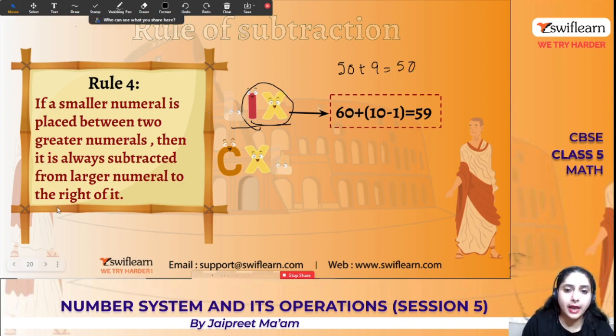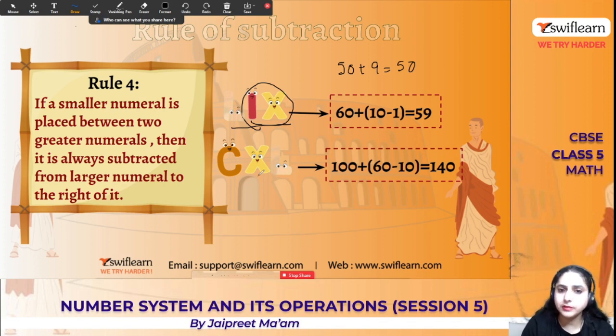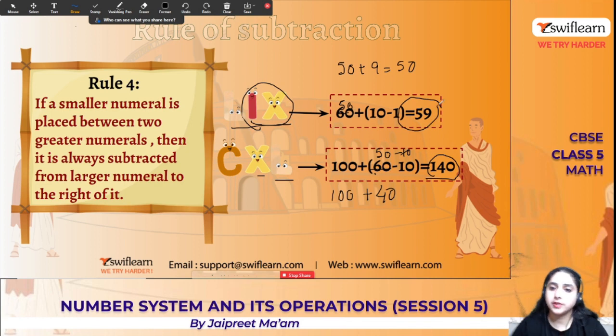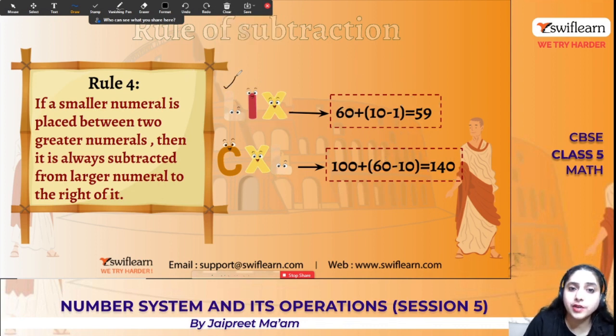Okay, and what is CXL? C means 100, X means 10 and L means 50. So we can write it like this: 100 plus 50 minus 10, that is 140. And 50 plus 10 minus 1, that is 59. So it's written that if a smaller value is placed between two greater values, X is greater, L is greater, and the smaller value is written in between.